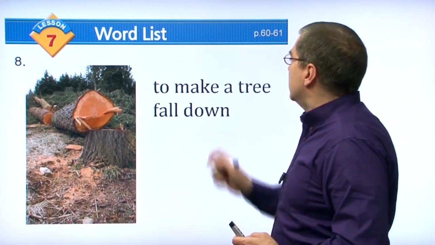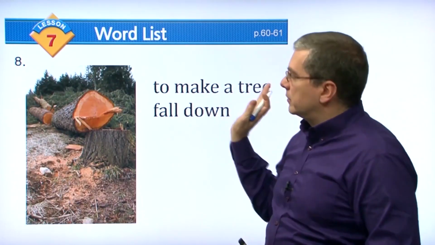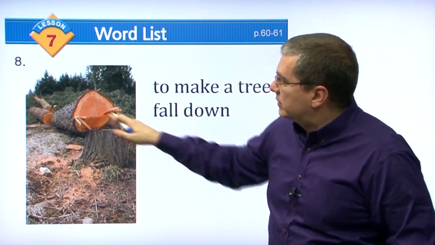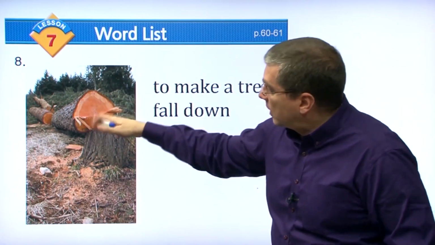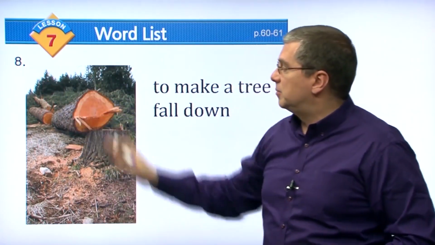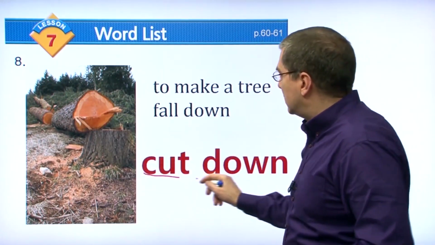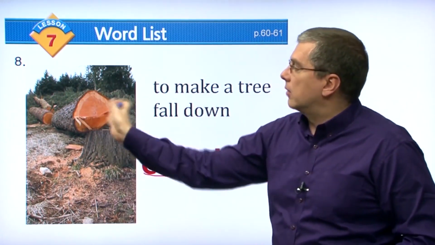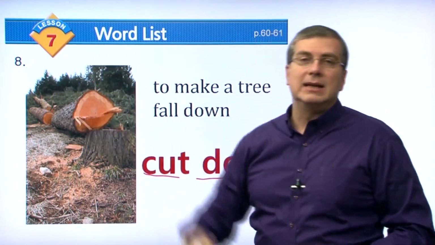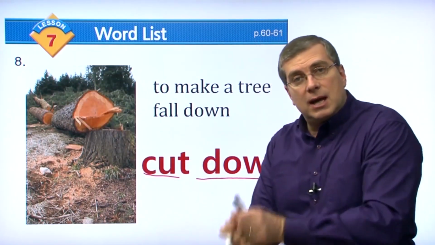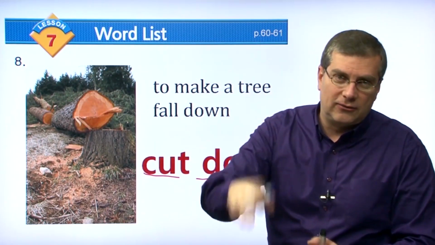Okay. To make a tree fall down. This was a huge tree. It fell down and then they cut it into pieces. They're going to make wood out of it, right? What do we say? We cut down. I just said it. They cut the tree down. They cut it down and they cut it into different pieces. But when you cut down a tree, that means it falls down.